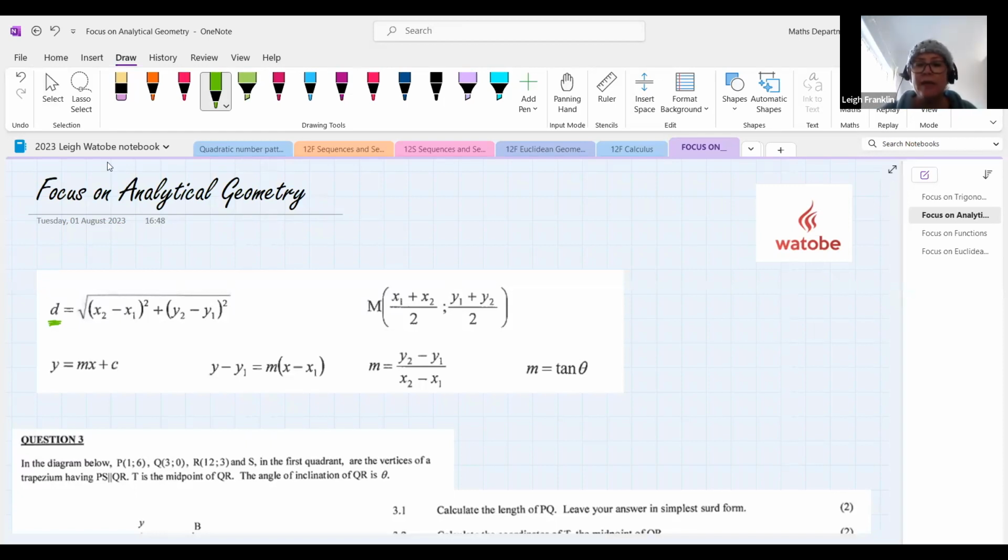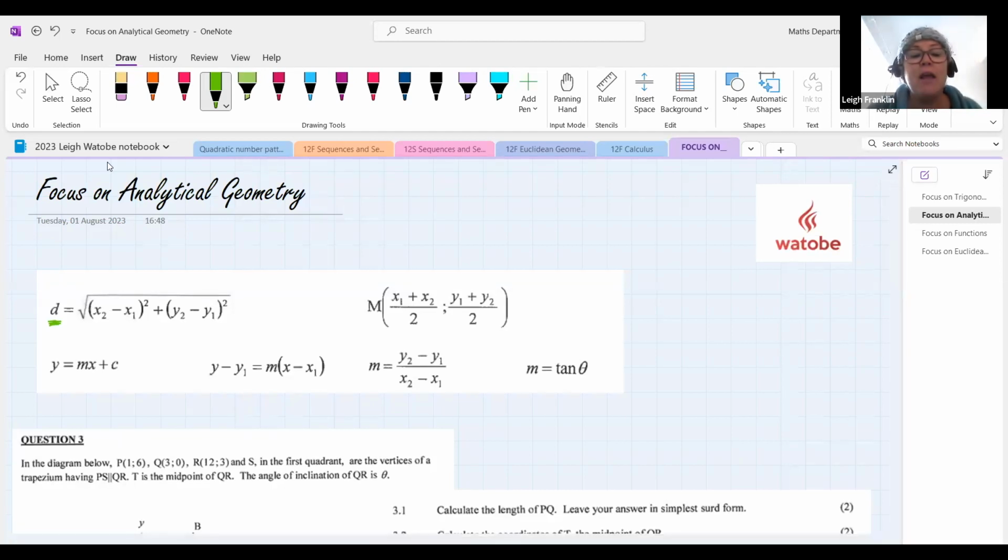You don't need to use the distance formula, grade 11s and grade 12s, when they ask you to calculate the length of a horizontal line or a vertical line. When they ask you to calculate the length of a vertical line, you're going to say the y at the top minus the y at the bottom. For a horizontal line, you're going to use the x to the right minus the x to the left. Distance formula is only for lines that are diagonal.